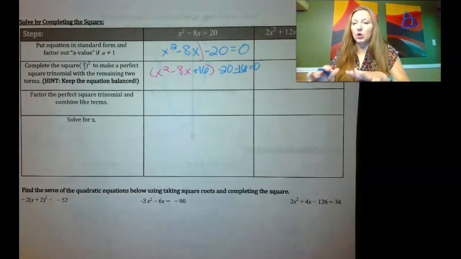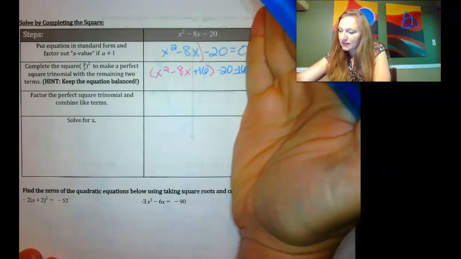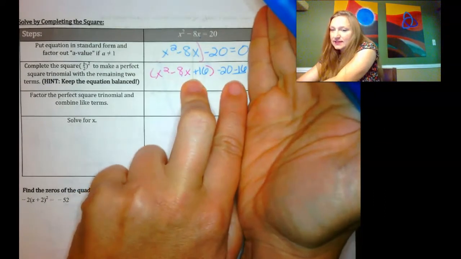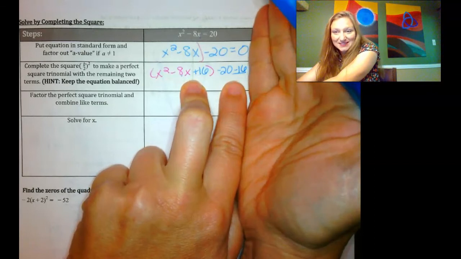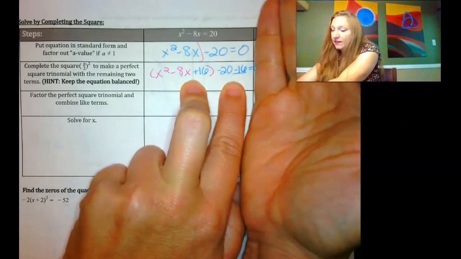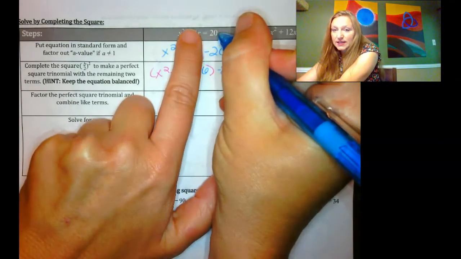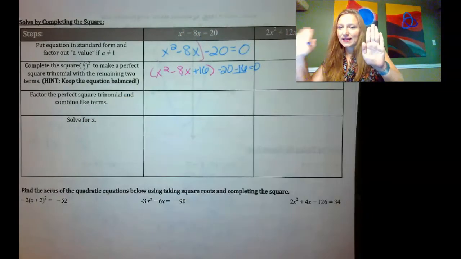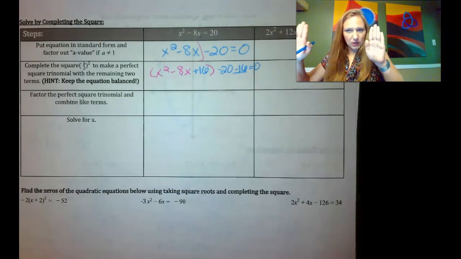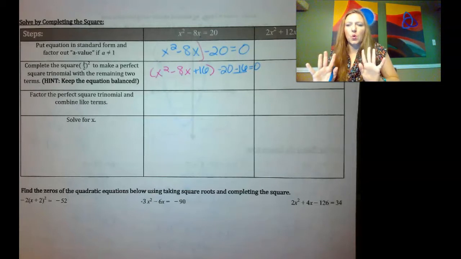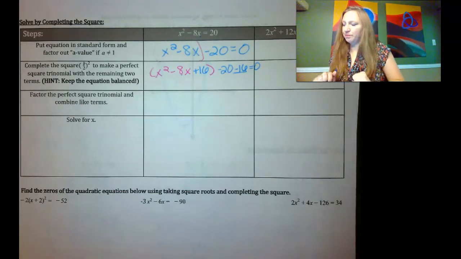So I'm keeping my equation balanced. I'm on the same side of the equal sign. So if I'm adding 16, I need to subtract 16 on the same side of the equal sign. If you're doing it on the other side of the equal sign, then you would add and add because you're on opposite sides of the equal sign. Whatever you need to do to keep your equation balanced is the key.